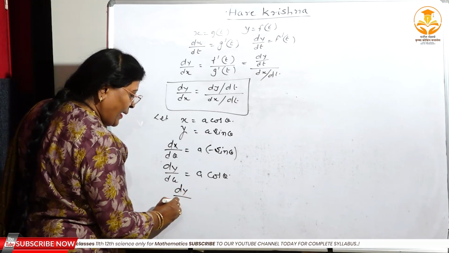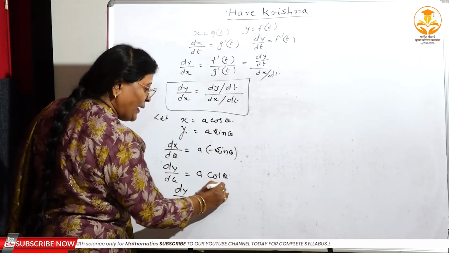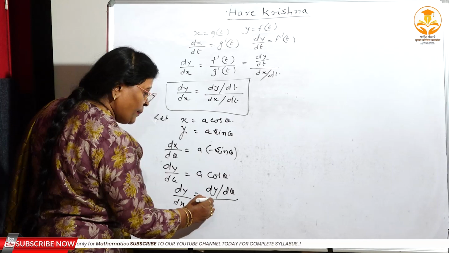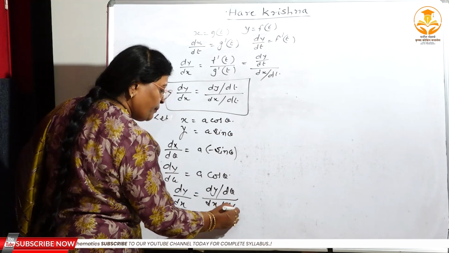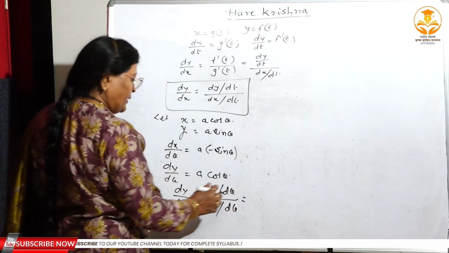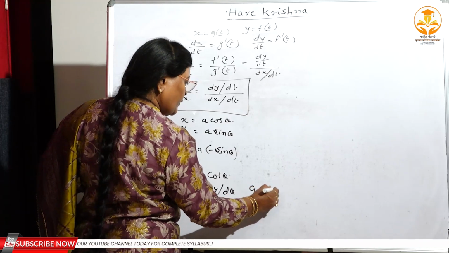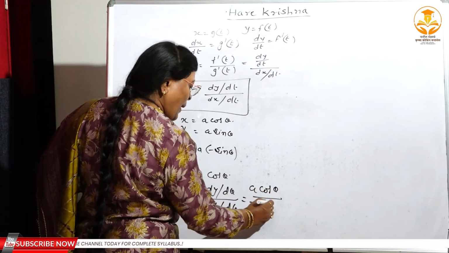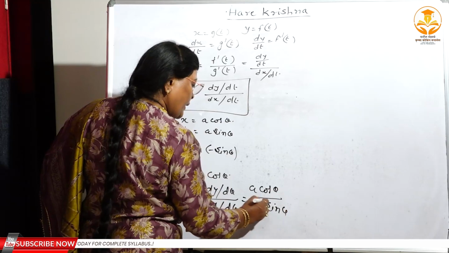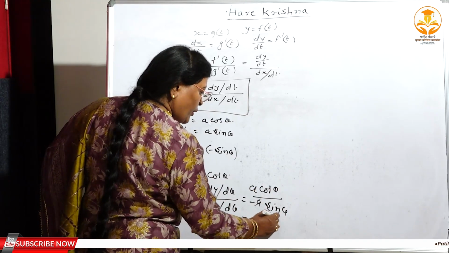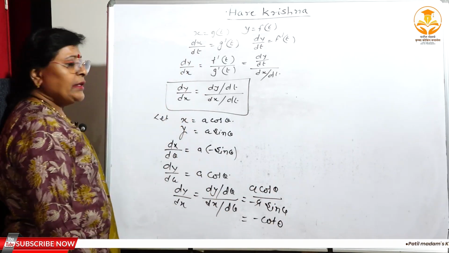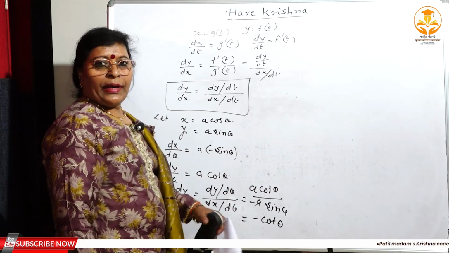Therefore dy by dx is nothing but dy by d theta divided by dx by d theta, right? Again, what is dy by d theta? a cos theta. What is dx by d theta? Minus a sin theta. Again, a gets cancelled. Here you have got cot theta. Isn't it? This is the first simple example.